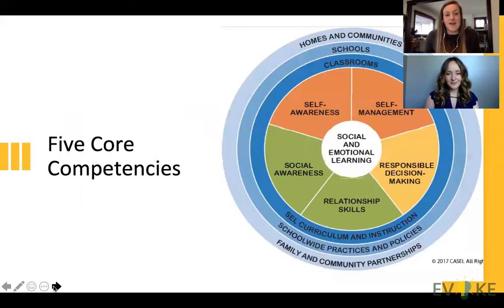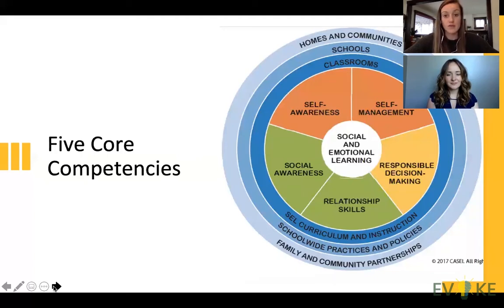So we're going to be looking at SEL through a tier 1 lens because that is your everyday practice with the students in your classroom. And as far as SEL goes, it is made up of 5 core competencies: self-awareness, self-management, responsible decision-making, relationship skills, and social awareness. And like we've talked about, these 5 things create a well-balanced person as a whole. So we want to make sure that teaching social emotional learning from a young age up through school is going to encourage students to be as successful as possible.